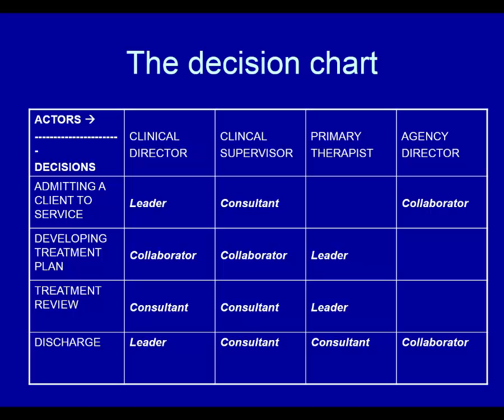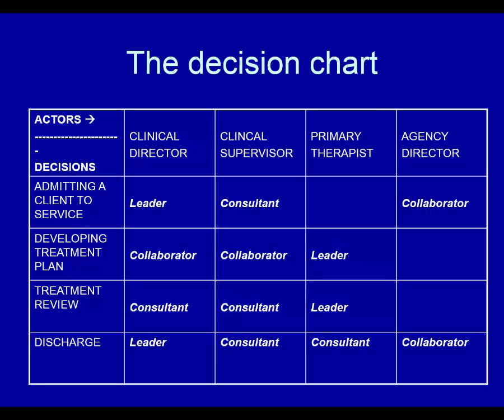In the rows, we have decisions. For example, the first decision is admitting a client to service. The second one is developing a treatment plan. The third one is treatment review. And the fourth one is discharge. You can see as you look inside the chart what is the level of power over the decision that is exercised by the individual actor.